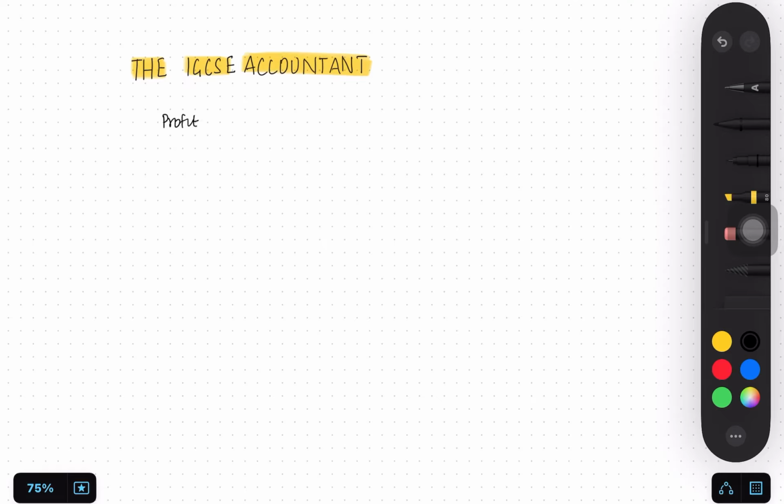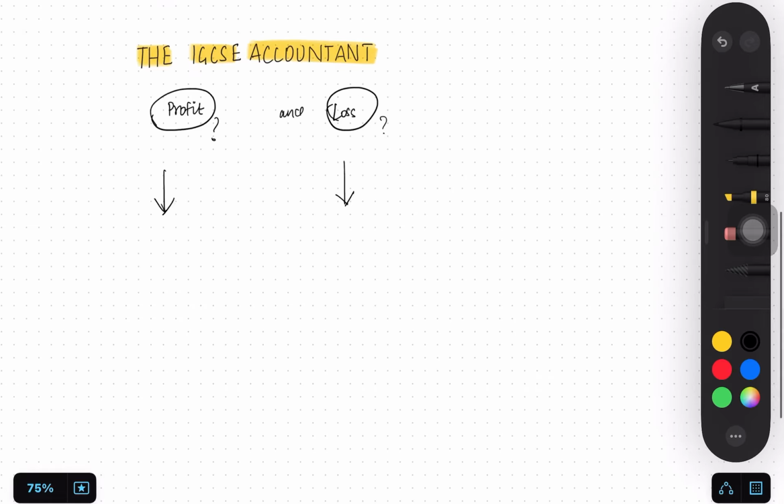profit and loss. So when does a business make a profit and when does a business make a loss? This is a very important thing that every student should know, because this is the basics of accounting. So if you're learning accounting, you should know how a business makes a profit and how a business makes a loss. So firstly, profit. When does a business make a profit?